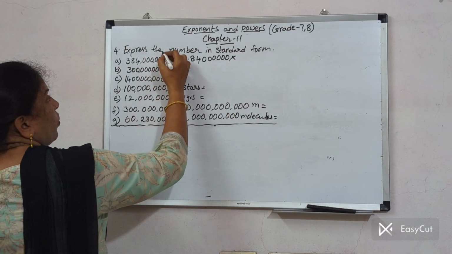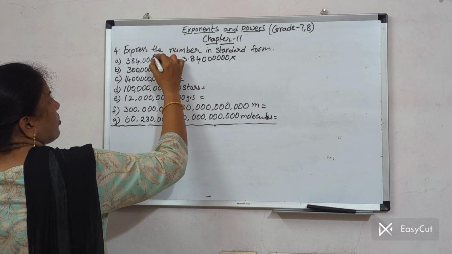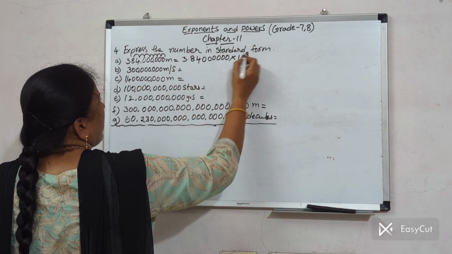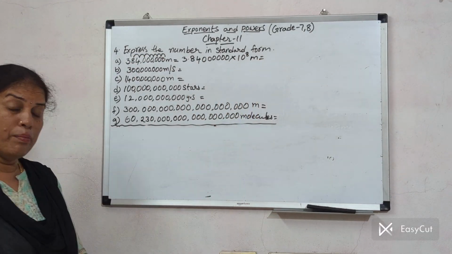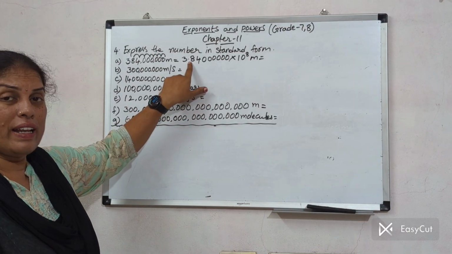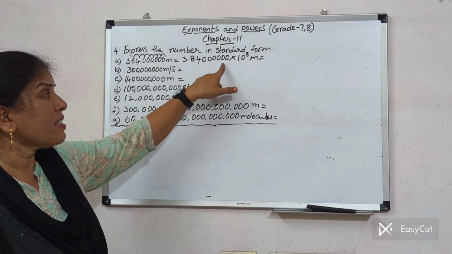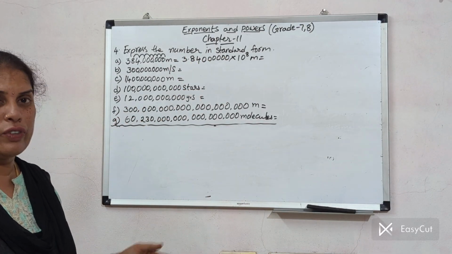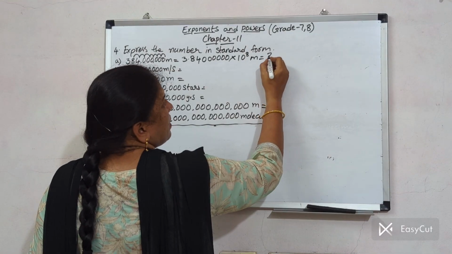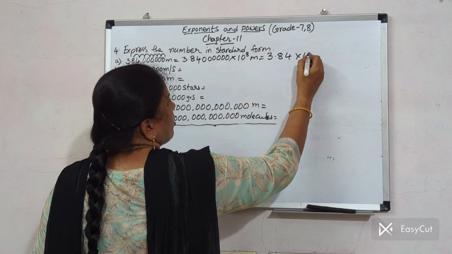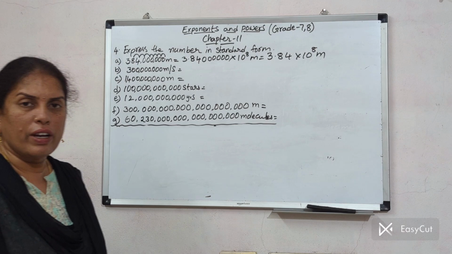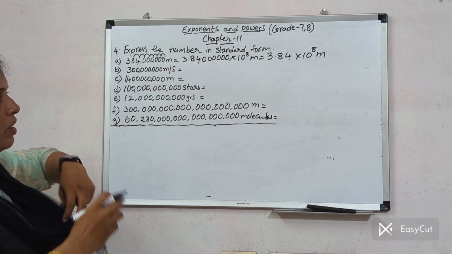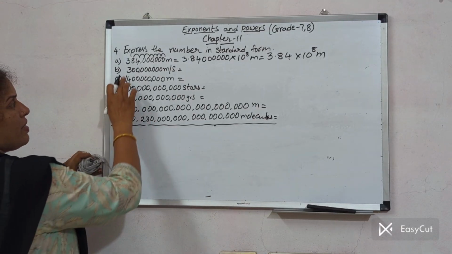How many digits did I move? 1, 2, 3, 4, 5, 6, 7, 8. So 10 to the power of 8 meters. But what I told, zeros at the end after the decimal point are not considered. No value for those zeros. So you can write it as 3.84 into 10 to the power of 8 meters. All of you understood? Instead of writing this step, you can avoid the zeros directly and write it.